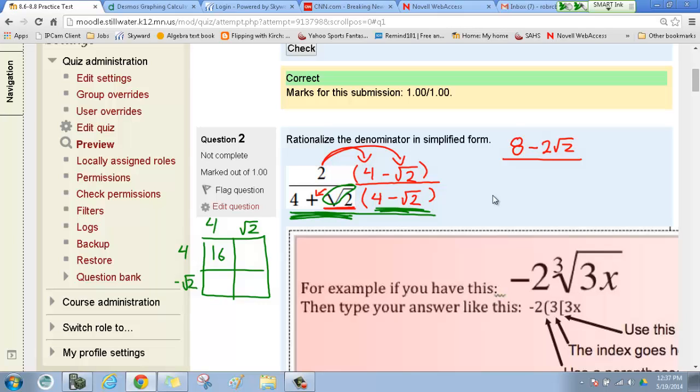Well, 4 times 4 is 16. And 4 times negative square root of 2 is negative 4 square root of 2. Then 4 times square root of 2 is 4 square root of 2. And square root of 2 times negative square root of 2 is negative square root of 4. Now, what is the square root of 4?